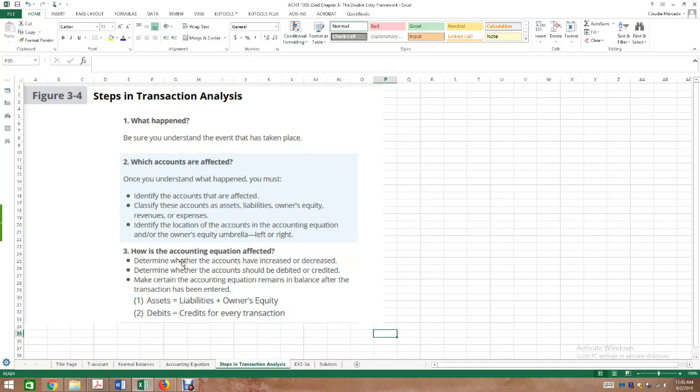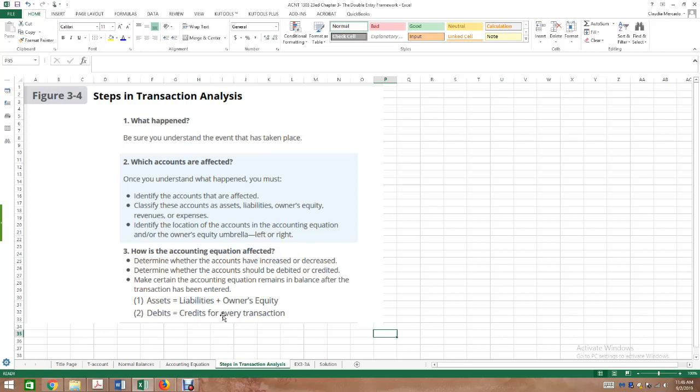So you have to determine whether the accounts have increased or decreased. You have to determine whether the accounts should be debited or credited. And you have to make certain that the accounting equation remains in balance after every single transaction. Okay? So, assets equals liabilities plus owner's equity. That is our standard accounting equation. Okay? And then your debits need to equal your credits for every single transaction.